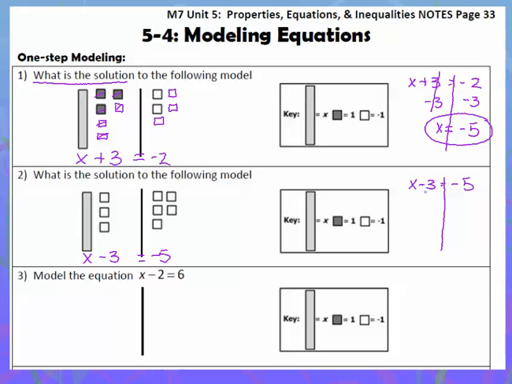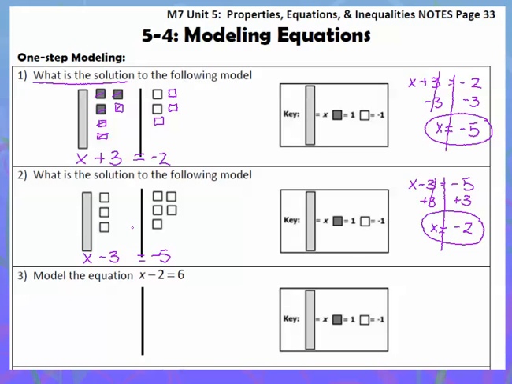Get rid of the constant. It is a -3. The opposite of -3 is +3 to both sides. So I'm left with x is equal to, and -5 plus 3 gives me -2. So your solution should have been -2.